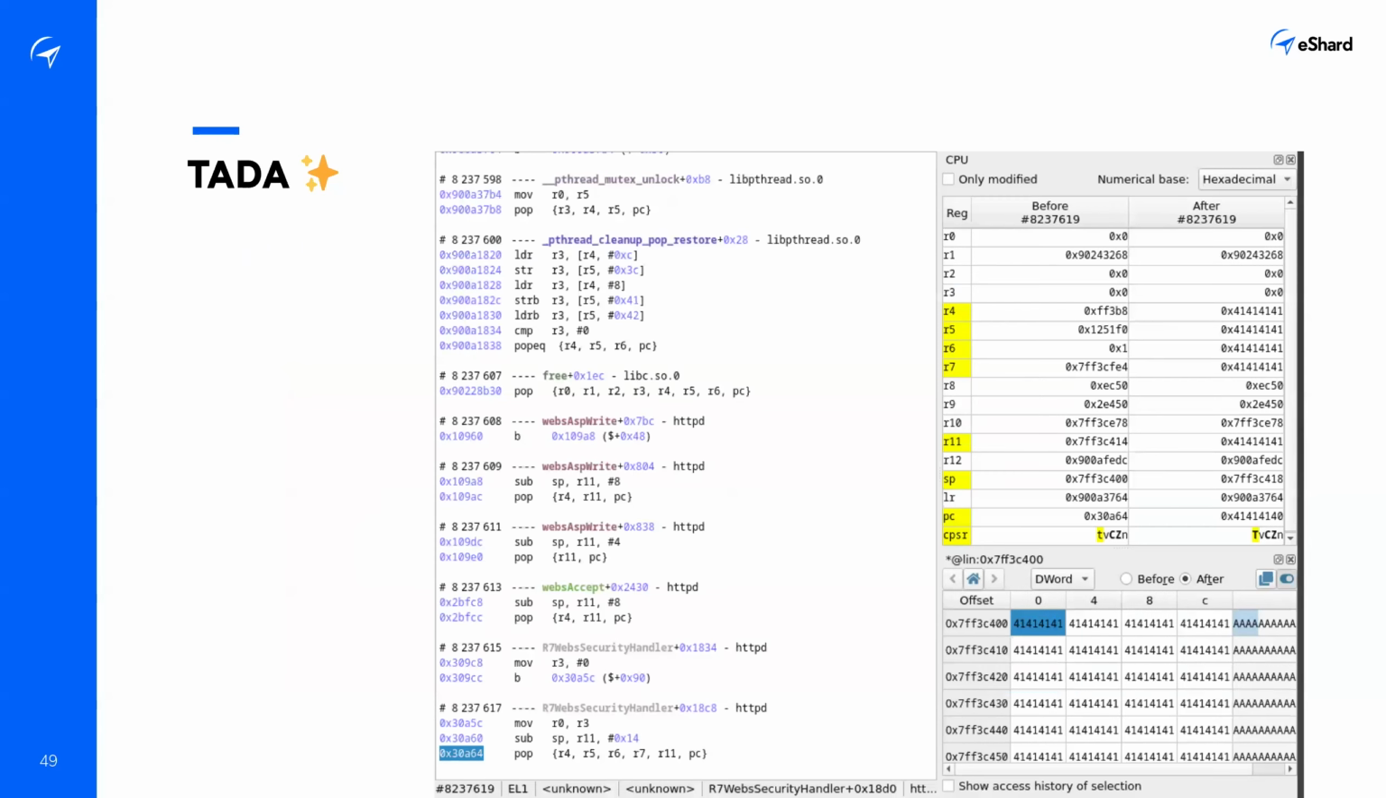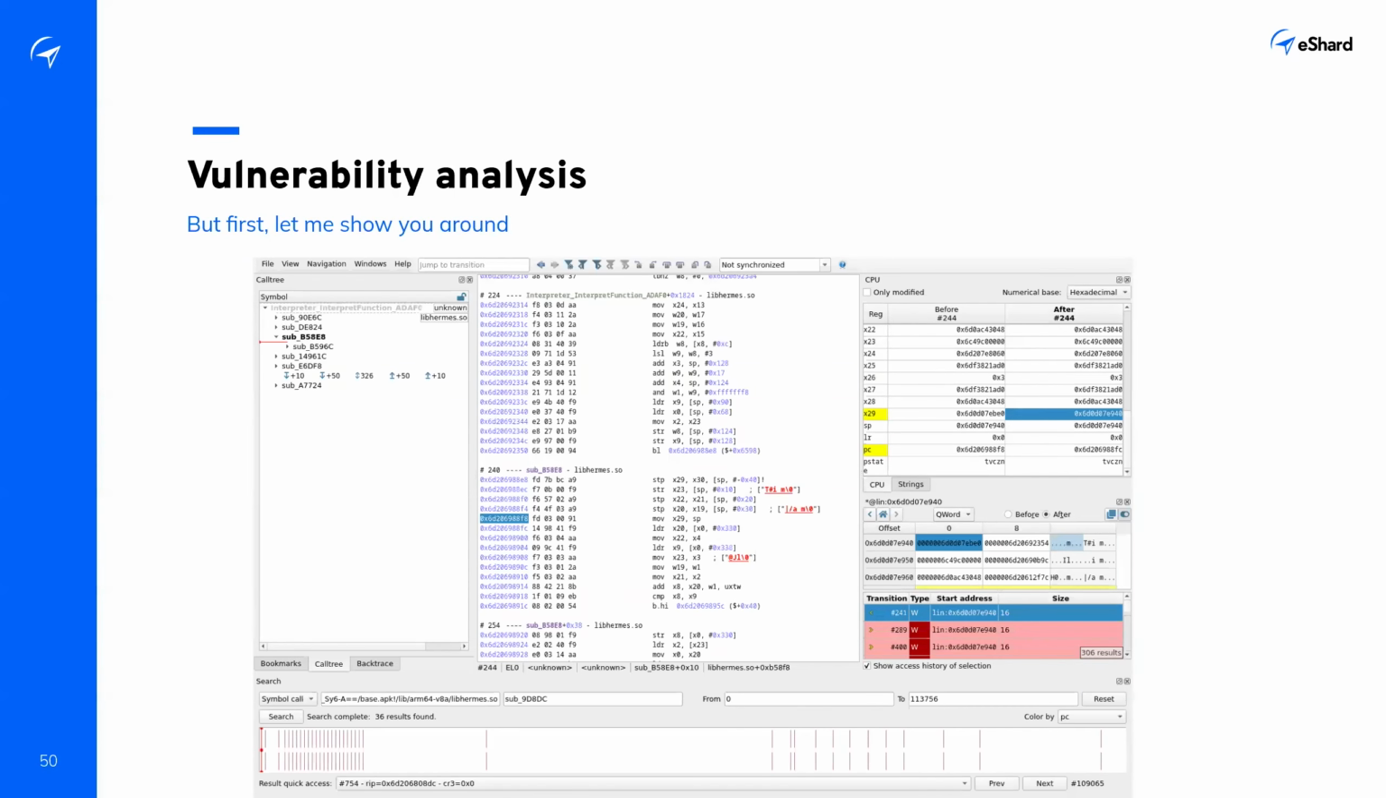And ta-da! We now have our emulation that is recorded. It makes much more sense than before, right? And now that means that we can have a look at the vulnerability, emulate it, and analyze it. So we're going to analyze the vulnerability, but first, let us pause for a moment and have a look at that GUI. This is our dedicated GUI for time travel analysis.